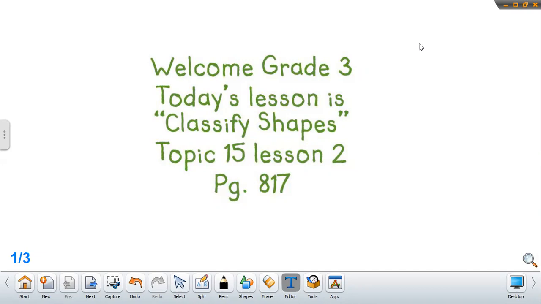Today's lesson is how to classify shapes. In geometry, we have different types of shapes. We have shapes with 3 sides, with 4 sides, with 6 sides, and each one has different properties, different sizes, and a different number of sides and angles. In this lesson, we need to classify these shapes. This lesson is in topic 15, lesson 2, page 817.